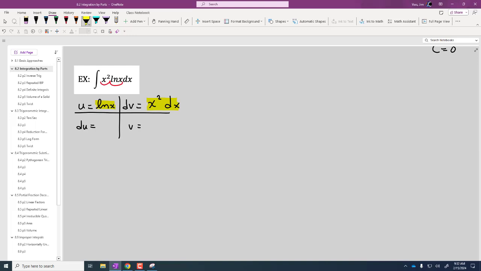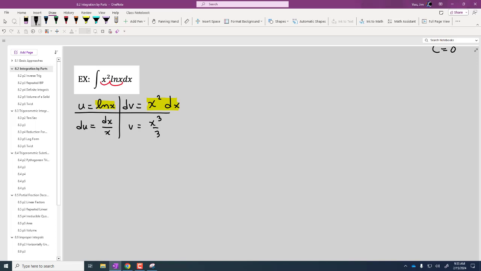Natural log differentiates really easily. This is going to be 1 over x dx, and I'll just write it as dx over x. Then integrating x squared, we get x cubed over 3. With integration by parts, when you're doing this dv, you can always choose your constant of integration to be 0. You don't have to write x cubed over 3 plus c. If you wanted to, you could put plus pi, but keep things as simple as possible. Choose c to be 0.